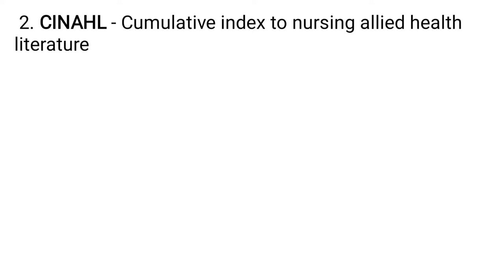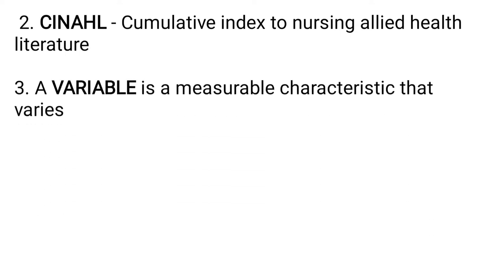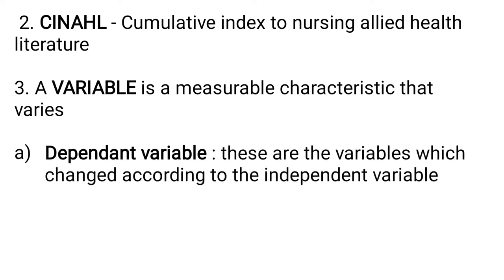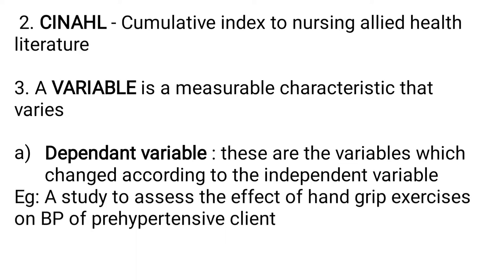Next, abbreviation of CINAHL, Cumulative Index to Nursing Allied Health Literature. Next, a variable is a measurable characteristic that varies. There are different types of variables. First one, dependent variable. These are the variables which changed according to the independent variable.